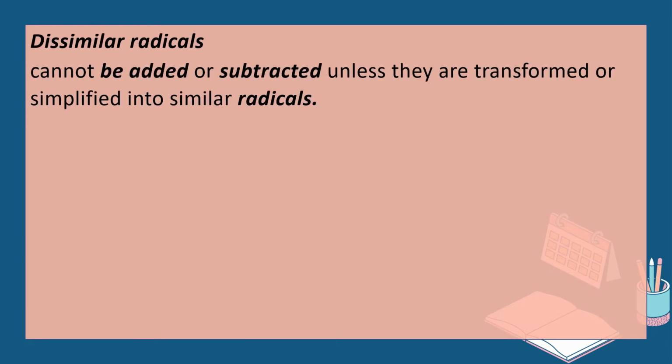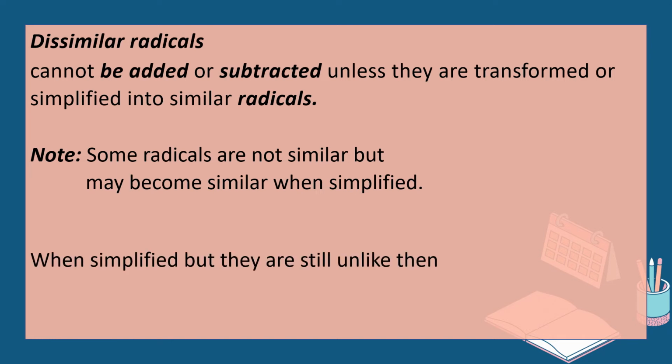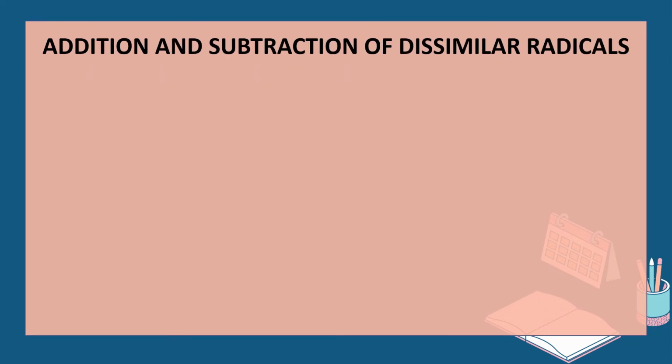The unlike radicals cannot be added or subtracted unless they are transformed or simplified into similar radicals. Take note, some radicals are not similar, but may become similar when simplified. When simplified, but they are still unlike, then just copy the simplified terms. Now let's try to add and subtract the dissimilar radicals. For our first example, we simplify square root of 8 plus square root of 50.